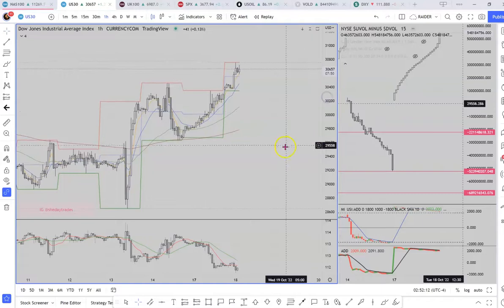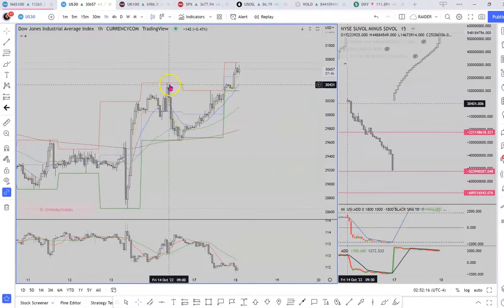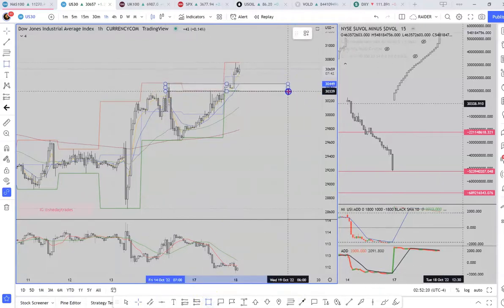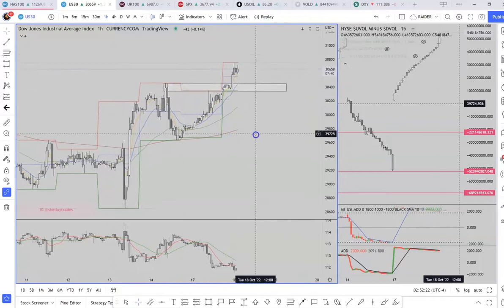The only thing that I honestly regret completely was the fact that I didn't hold it. I was looking at this area right here. There was this area of support.